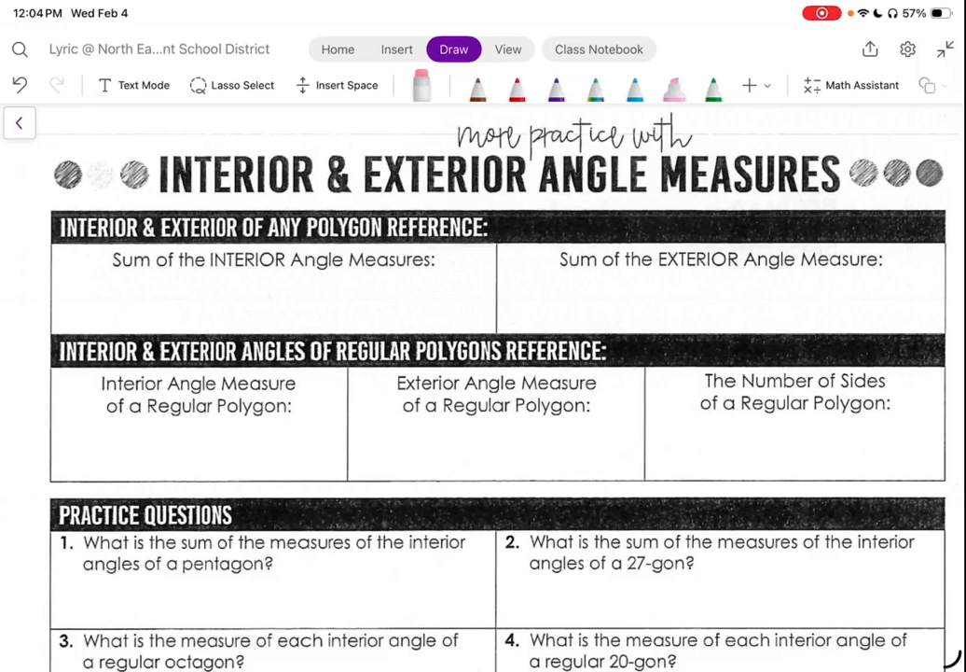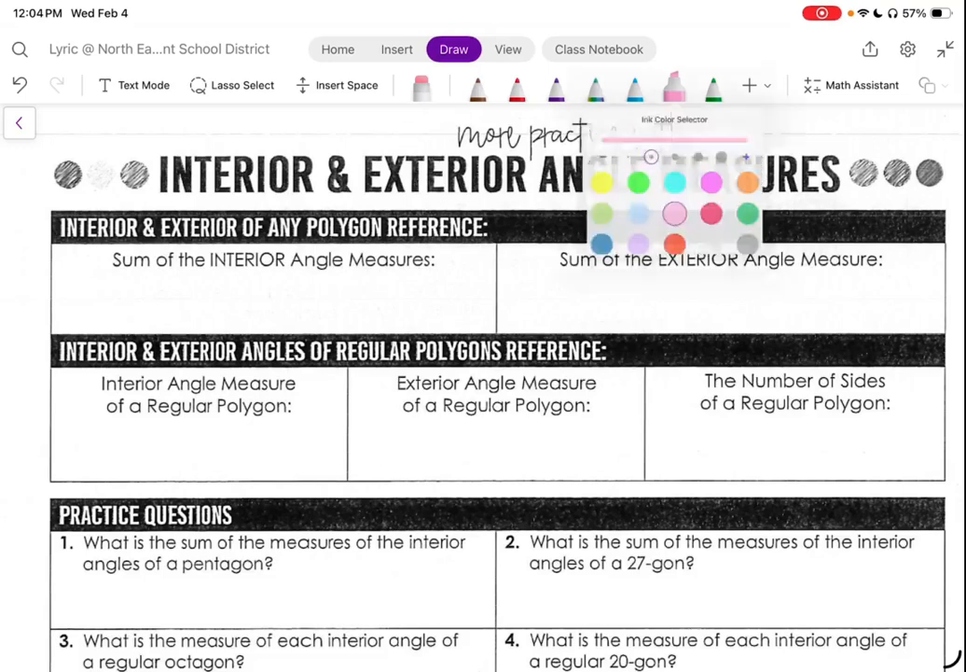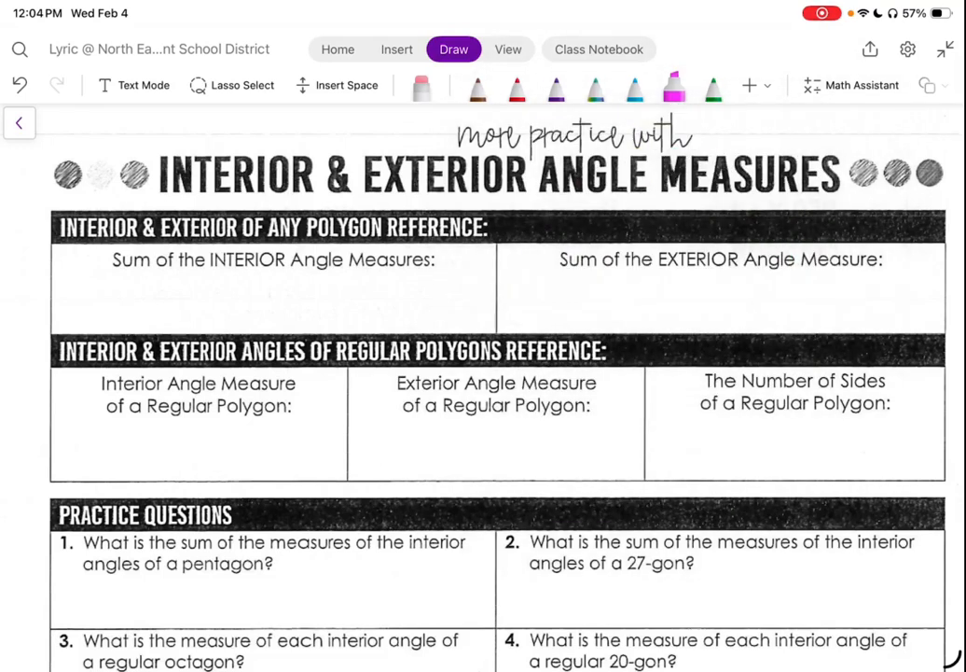I'm out today, so you are going to be watching a very quick video lesson going over the formulas and what we learned yesterday and putting all of those things in action. So this is more practice with interior and exterior angle measures.